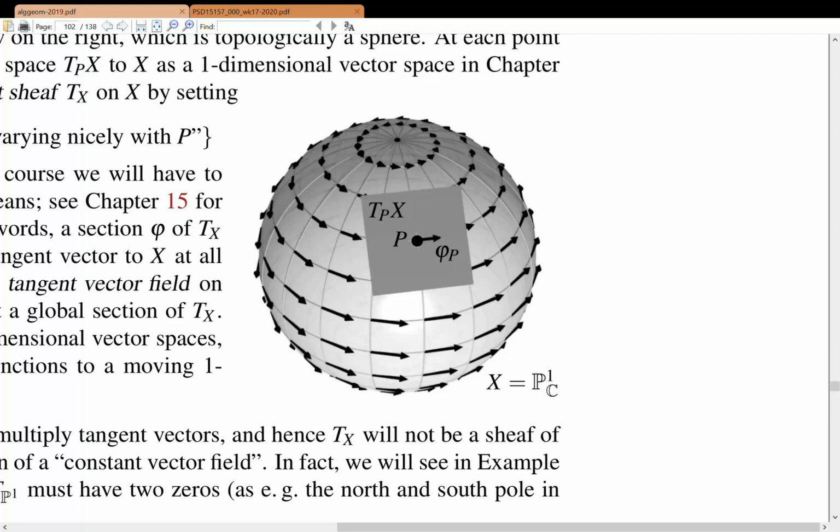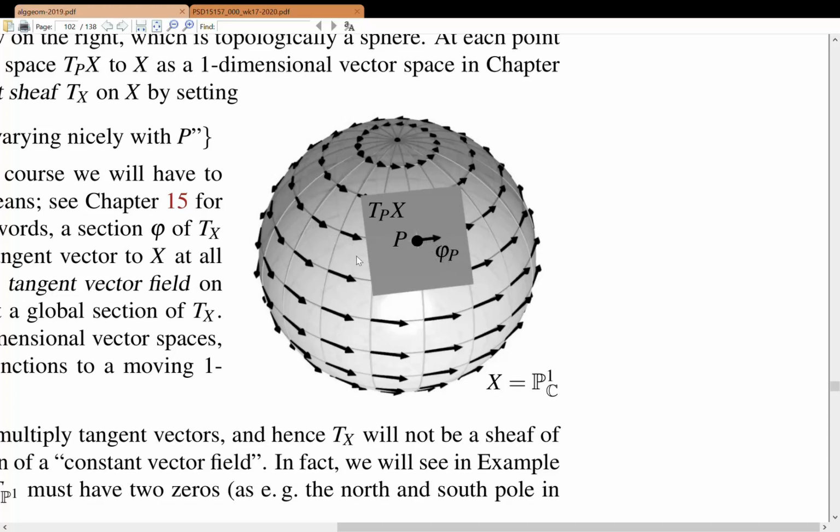This is supposed to be a visualization of a section of the tangent bundle on the whole space. So here's our variety, P1 of C. So topologically it's just a sphere. At each point of the sphere, there's a tangent space. So here's a picture. This little square here is supposed to represent the two-dimensional tangent space. And then at each point, we pick a tangent vector. So that's what this little arrow is supposed to represent, a vector in this tangent space. So that arrow is phi_p. And then for each point of the sphere, we have phi_p.